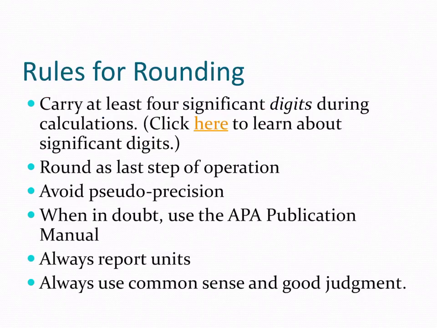You don't want to always round while you're doing it, because then the end value is not going to be as accurate because you're always rounding. You're not going to be crazy off if you do it, but you will be off if you don't do it. This is to avoid pseudo precision, right? False precision. When in doubt, use the APA publication manual. Always report the units. Always use common sense and good judgment.